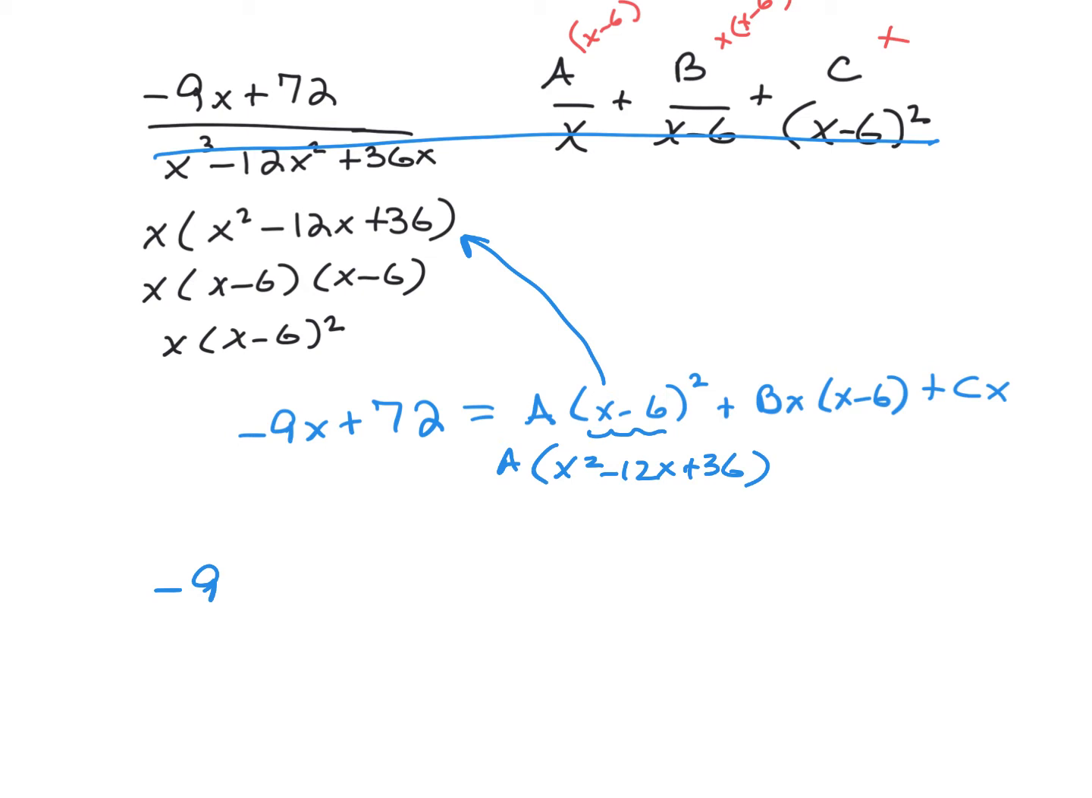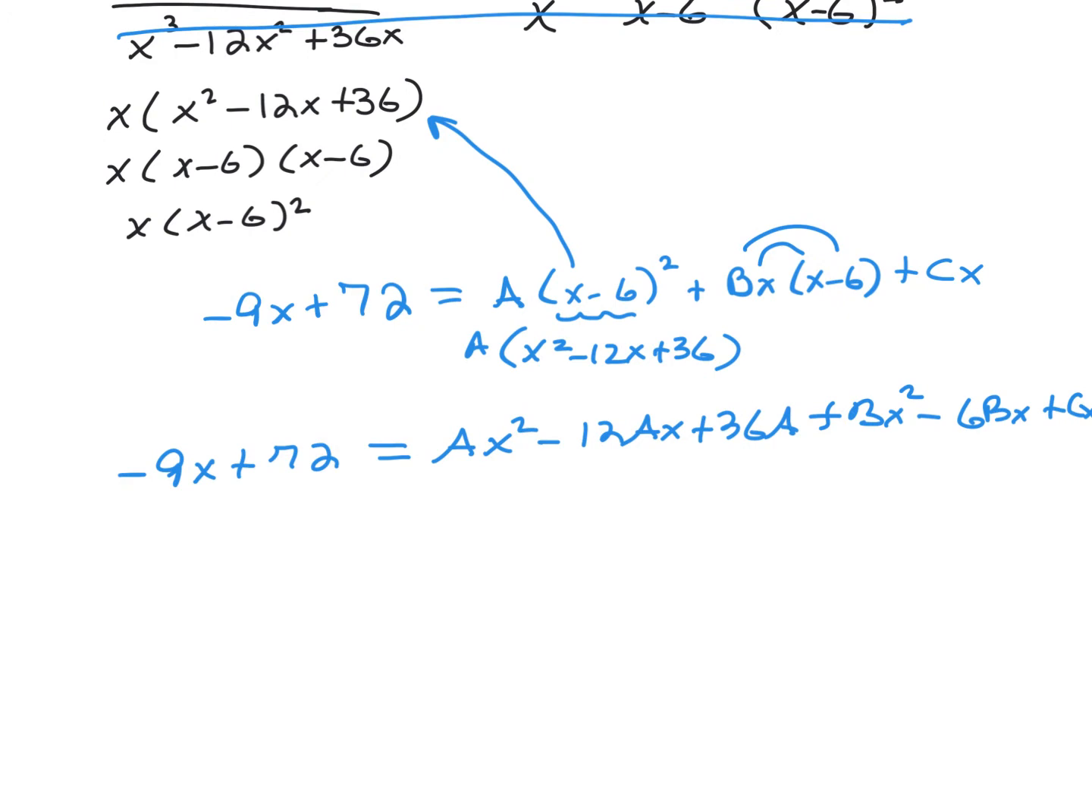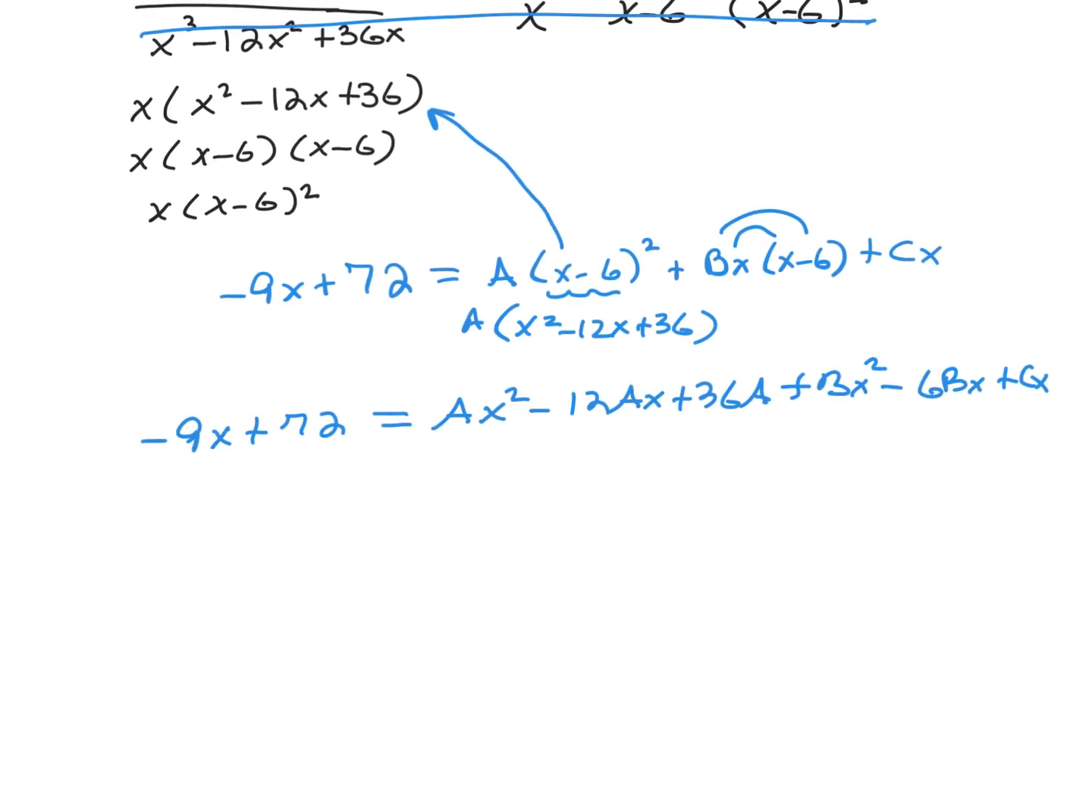So at this point, to solve for A, B, and C, there's different ways, but I'm going to show you by distributing. This seems to have helped A period better. So I'm going to distribute, and I get A x squared minus 12Ax plus 36A. And then I need to distribute the Bx, and this becomes Bx squared minus 6Bx plus Cx. All right, so now I'm going to make 3 different equations. I'm going to make one for the squares, one for the x's, and one for the constants.